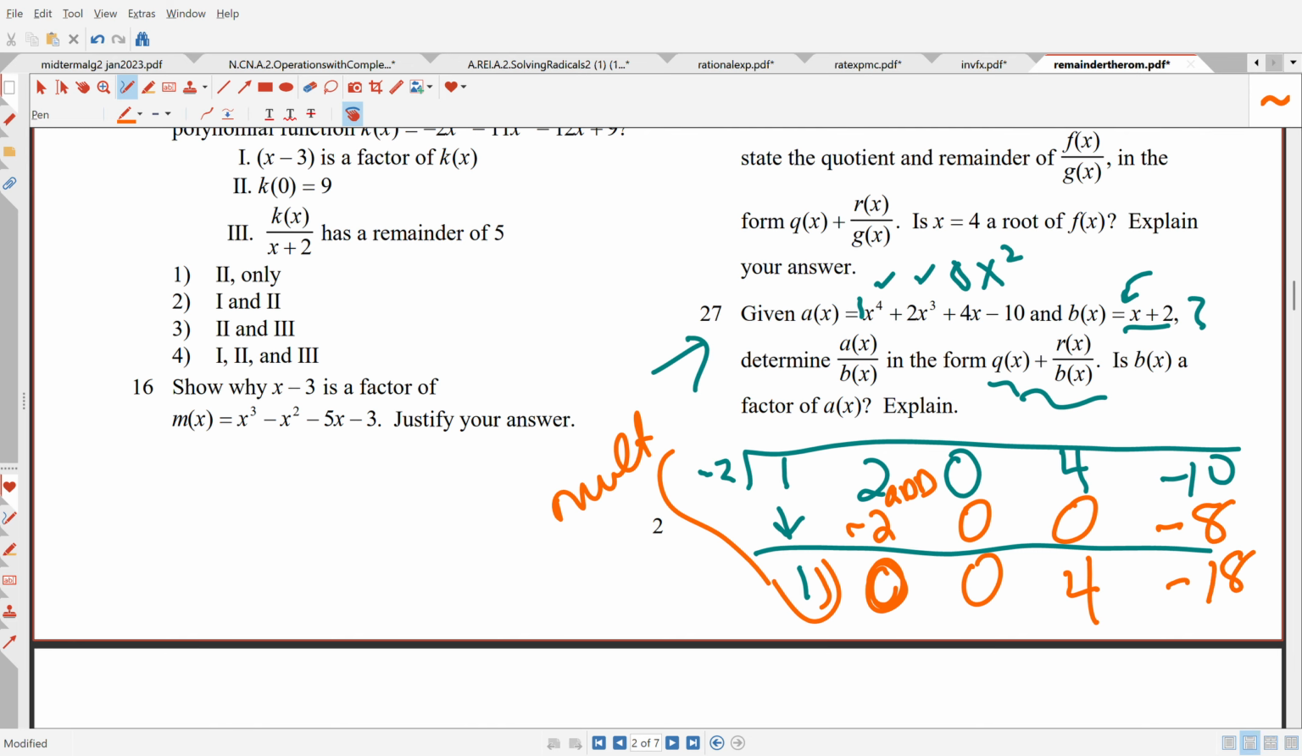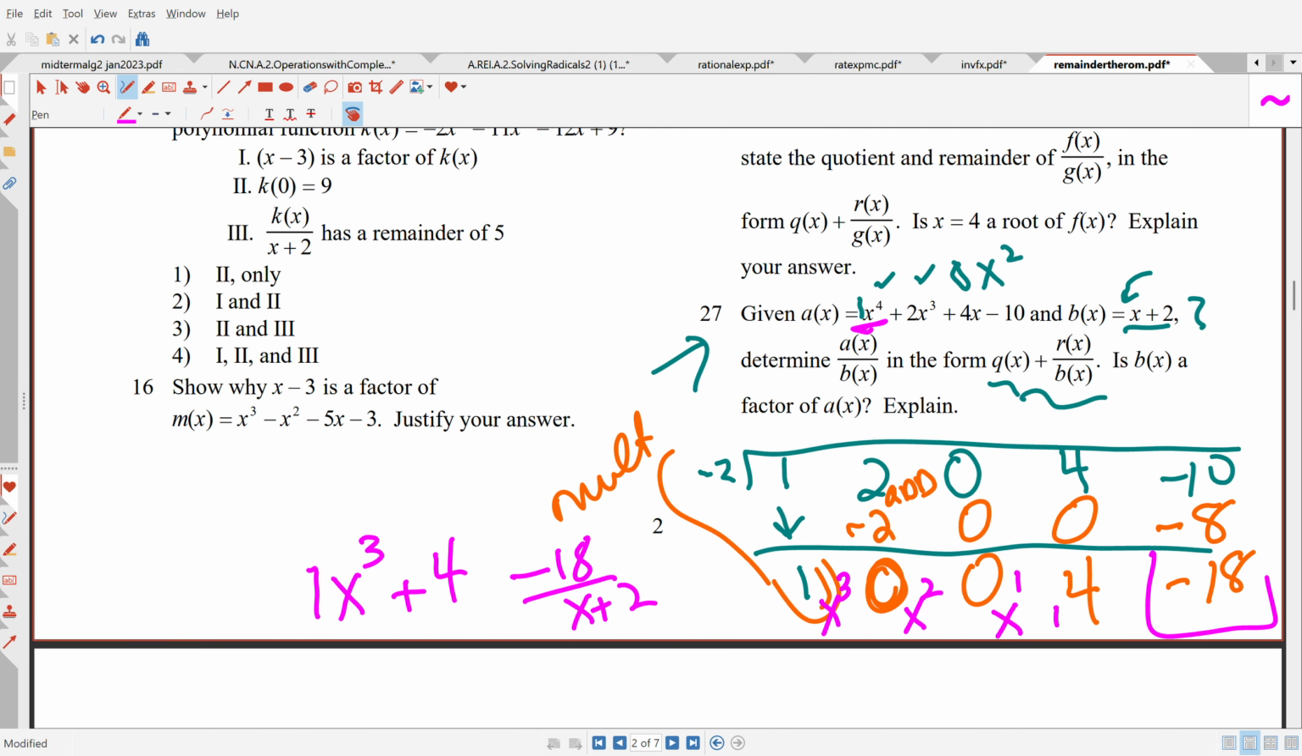So now if you wanted to rewrite this, if it starts with a 4, this is gonna be a 3, a 2, a 1. That's the constant, and then that's the remainder. So if we rewrote this, you don't have to put the 1 in front. It's 1x to the 3rd plus 4, because I'm not gonna put 0x squared, and then it's negative 18 over x plus 2.